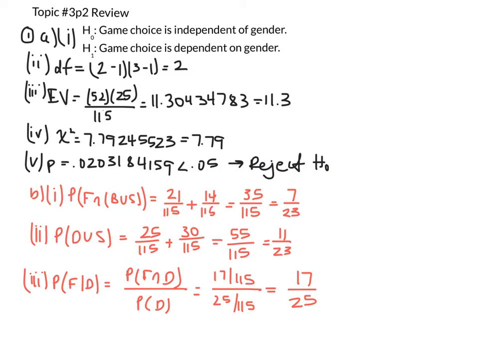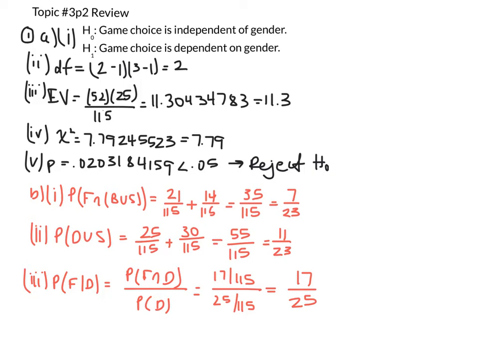So that's the number of rows minus 1 times the number of columns minus 1. So 1 times 2 is 2. 3 asks us for the expected value of females who play darts. So you multiply the row total, which is 52 females, times the column total, which is 25 people playing darts, divided by the total of all the people, which is 115. So you end up with 11.3 to 3 significant figures.